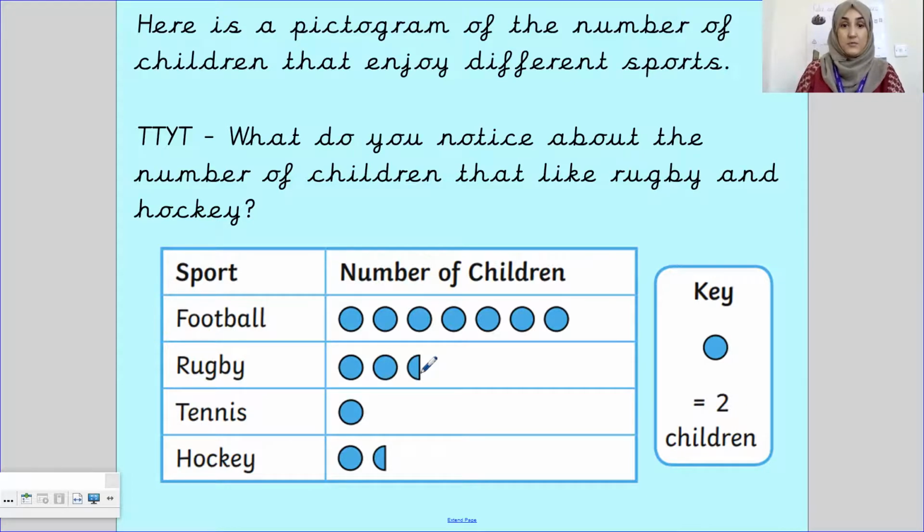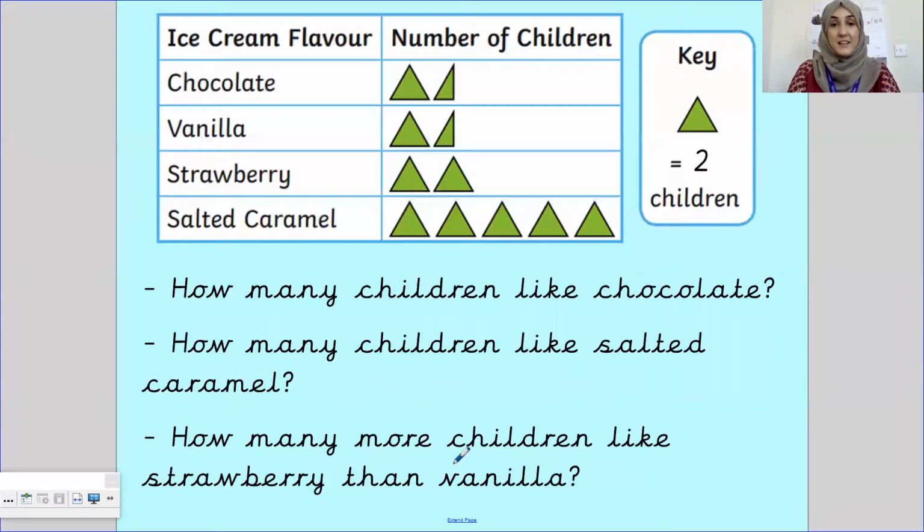So let's count together. The rugby, if this is supposed to be 2, and that's supposed to be 2, half is going to be 1. 2, 4, add 1 more equals 5. Fantastic. And the same with hockey. If this is 2, a full circle, I was about to say square, a full circle equals 2, half equals 1. 2 add 1 equals 3. Fantastic. Okay, now pause the video here and answer these questions.